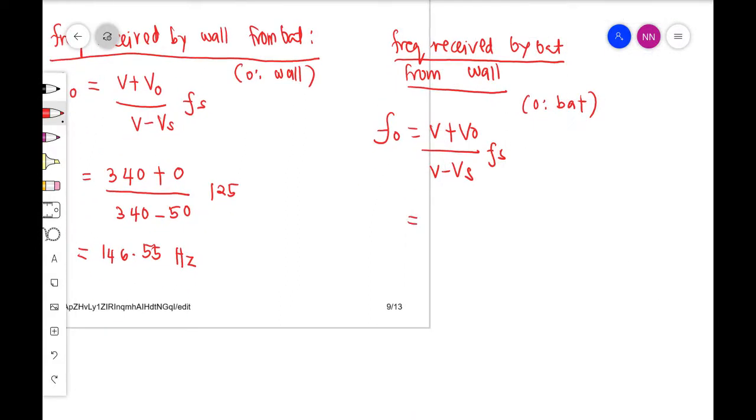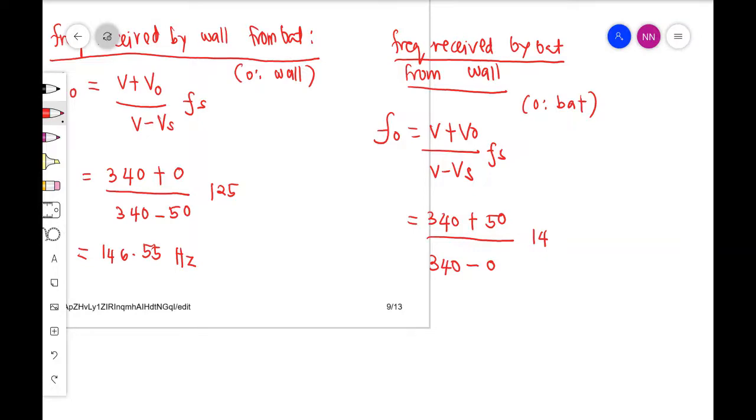Substitute V, the speed of sound, 340, and VO is the speed of the observer. The observer is the bat now, so it is moving at 50 meter per second, over V 340 minus Vs. Vs is the speed of the source. The source now is the wall, and the wall is at rest, so the speed of the wall is 0, times fs. fs is the frequency of the wall.